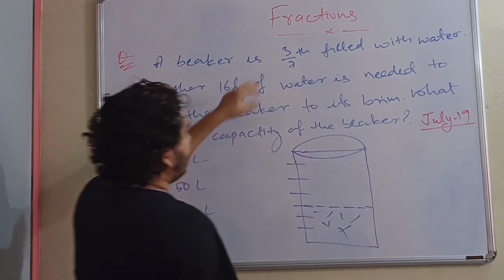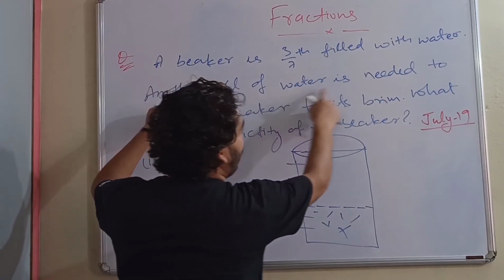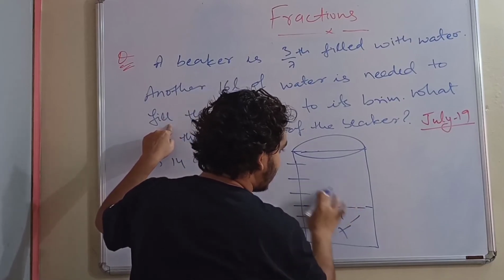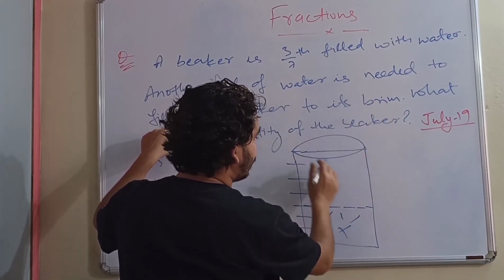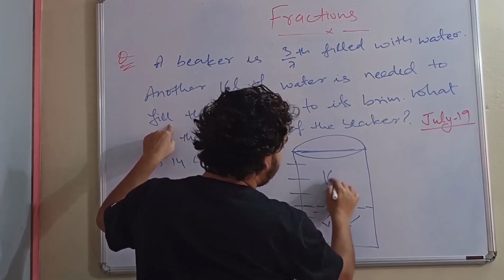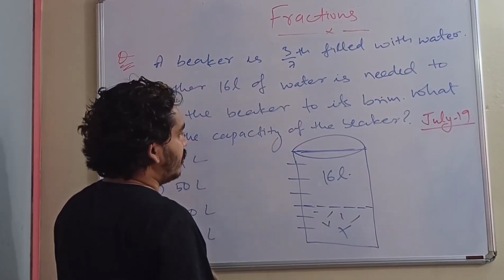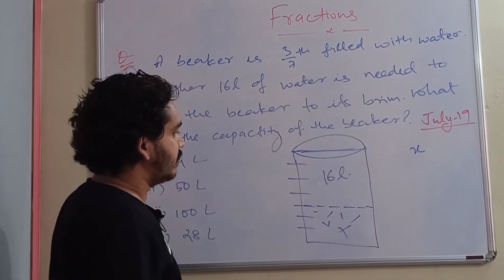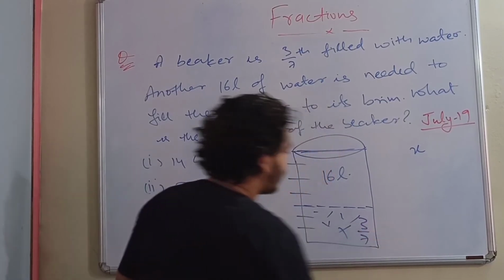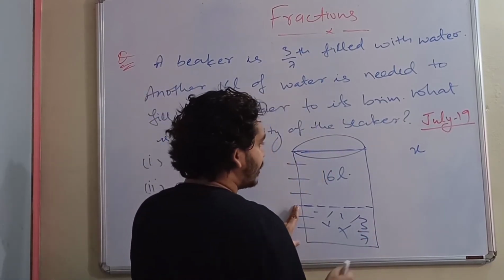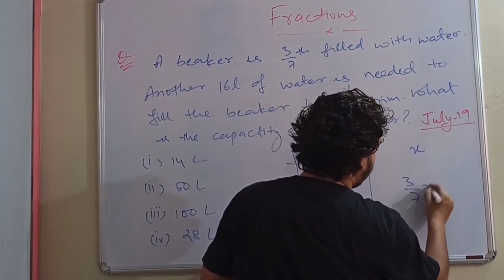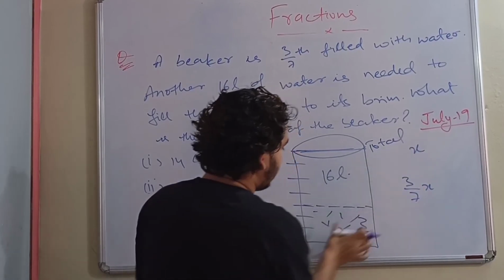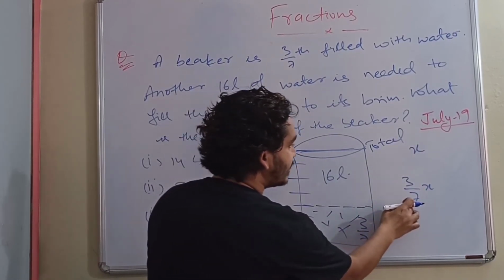Fine. Then another 16 liter of water is needed to fill the beaker to its brim. Now what does this mean? This is the empty part, and it is saying that another 16 liter is required to fill up to the brim. Nothing but this part is 16 liter. Fine. So let's see. If we take X as the total capacity, now the water in this part will be 3 by 7th of X.